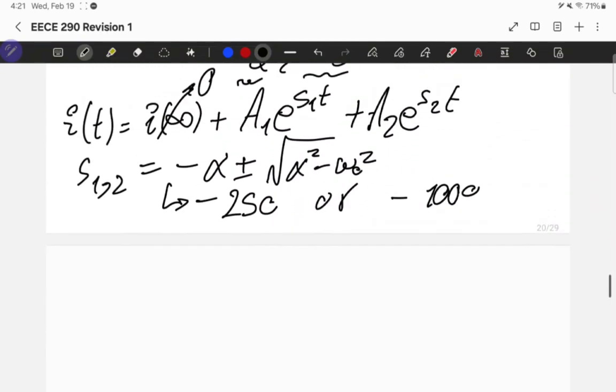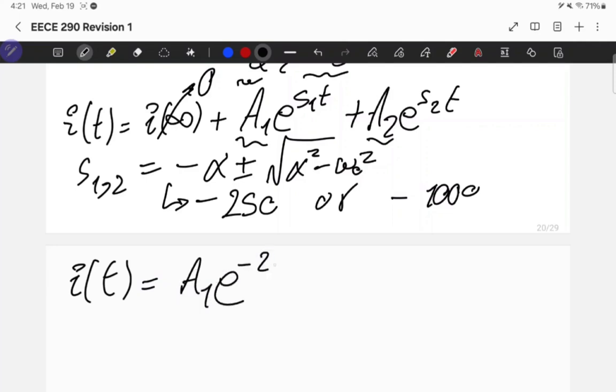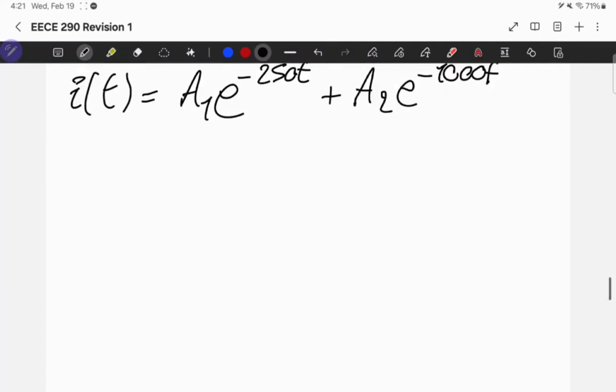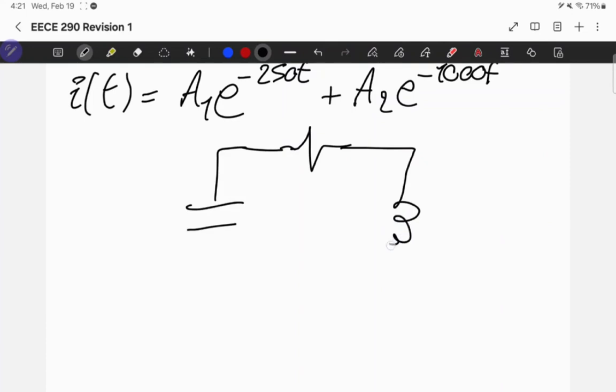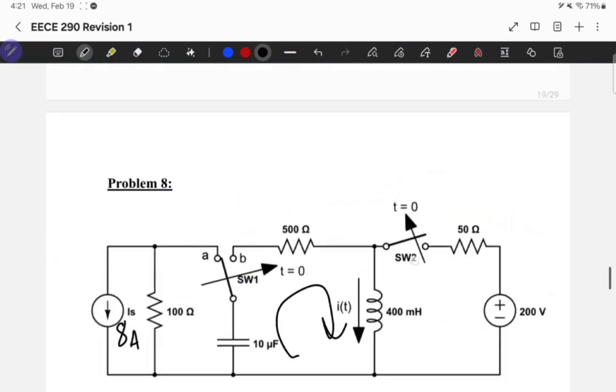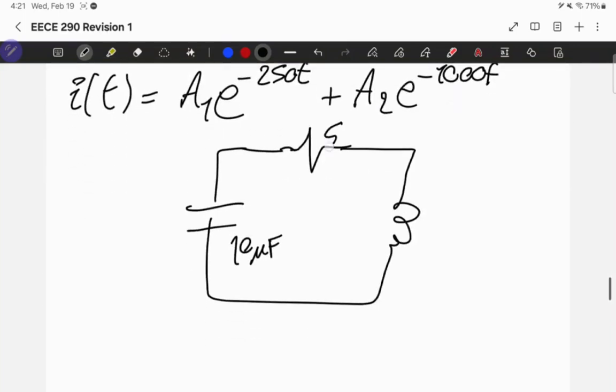If I at infinity is 0, the thing that remains is that I get A1 and A2. So let me write this. I(t) is equal to A1 e power minus 250t plus A2 e power minus 1000t. And let me draw the circuit after switching. So this is the capacitor, this is the resistor, this is the inductor: 10 microfarad, 500 ohms, and 0.4 Henry.